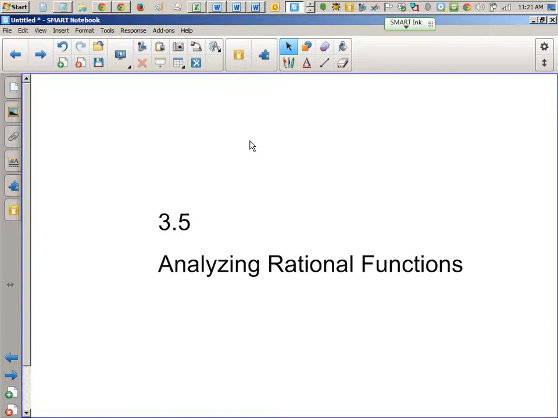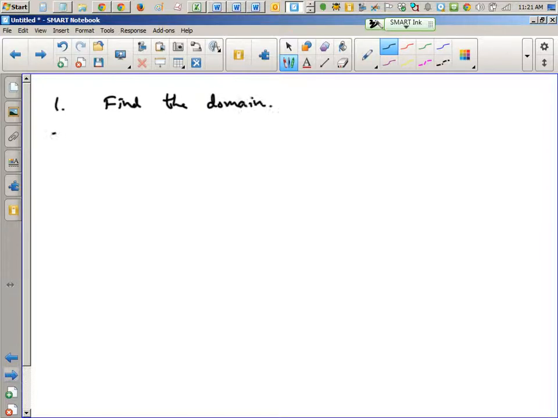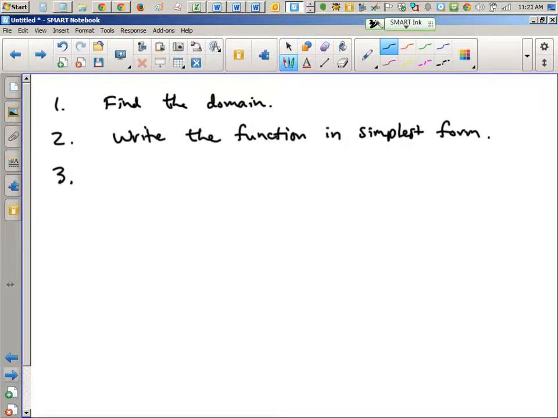All right, so there's a big, long process here, and let's just write down the steps or the checklist of things you'll need to do for each problem. So the first thing you need to do is find the domain. That's very important. Okay, the second thing is write the function in simplest form. That means if it can be reduced, then reduce it. Okay?